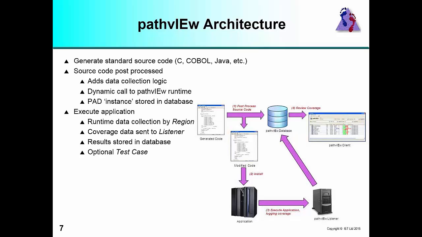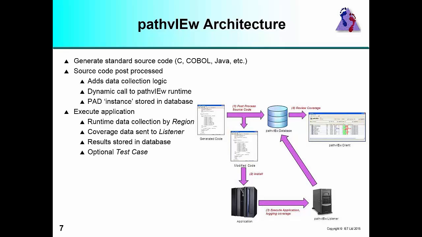When you run the application, the data is collected by something called a region, and a region essentially is a testing region, for example, development, test, QA, user acceptance, and that enables the same piece of code to be executed in different regions and the results segregated.